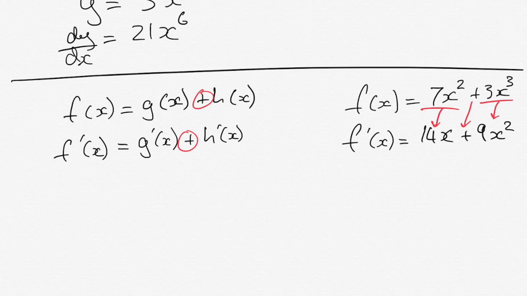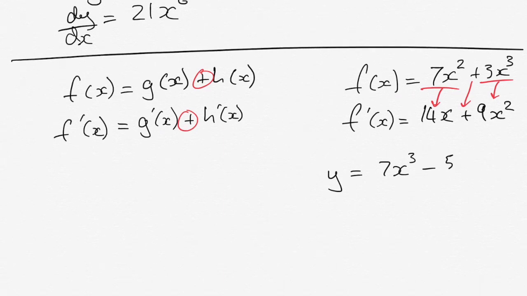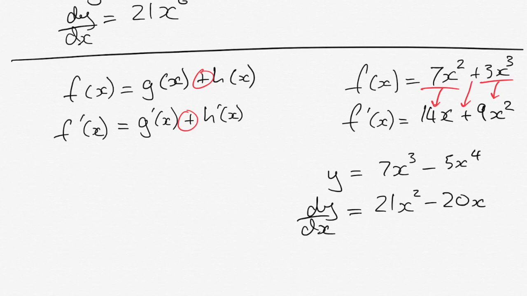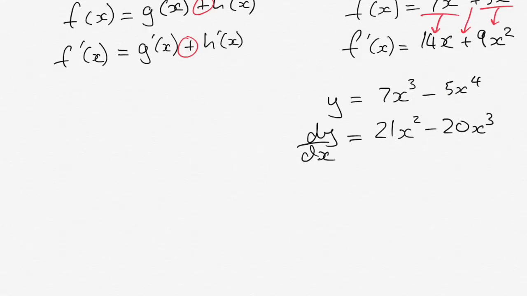Let's have a look at another example of that. If y is equal to 7x to the power of 3 minus 5x to the 4, so dy/dx using the correct notation is going to be equal to 21x squared minus 20x to the power of 3. So that's how to find the derivative when we've got a coefficient and a power.